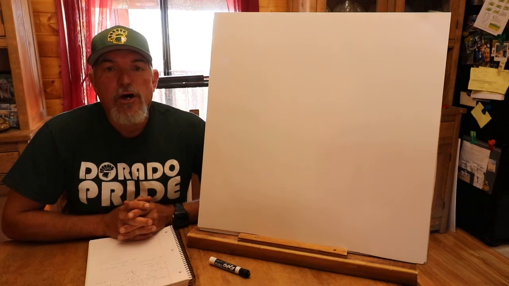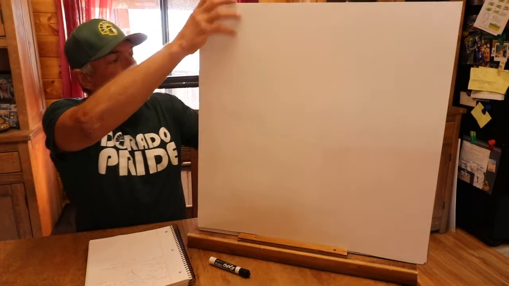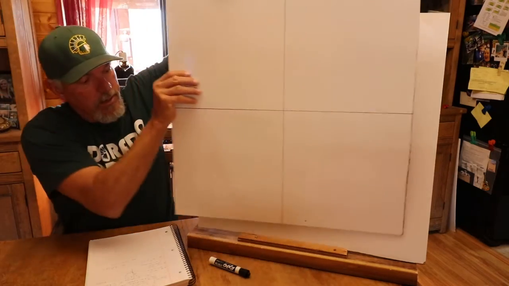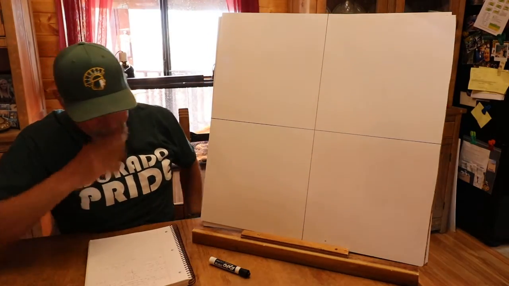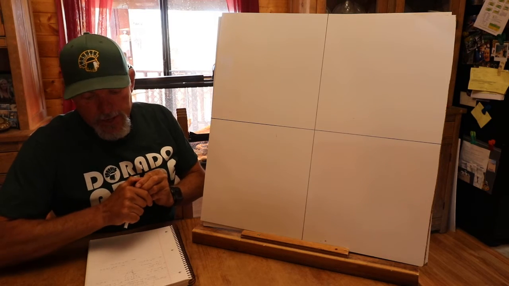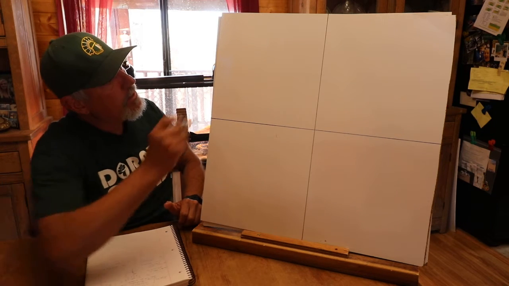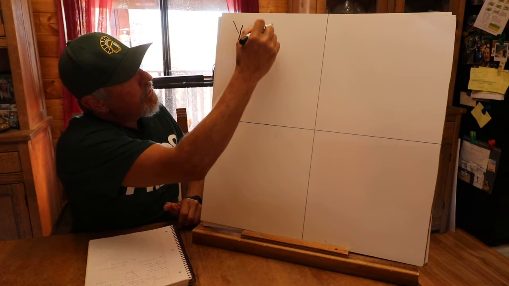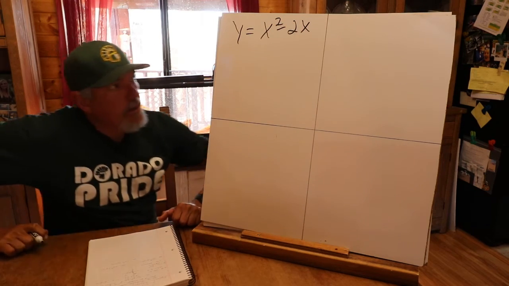And we're going to learn how to solve another kind of quadratic. So all of these quadratics, like I mentioned in the first video, they make a happy face or a sad face. Remember, they are called parabolas. So I'm going to give you an equation, y equals x squared minus 2x.